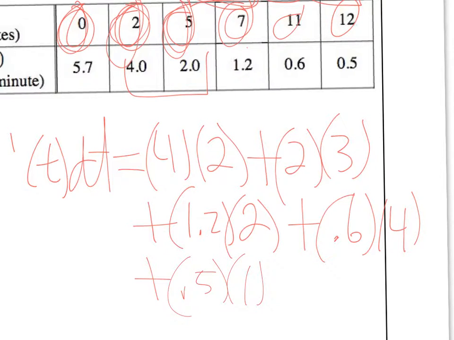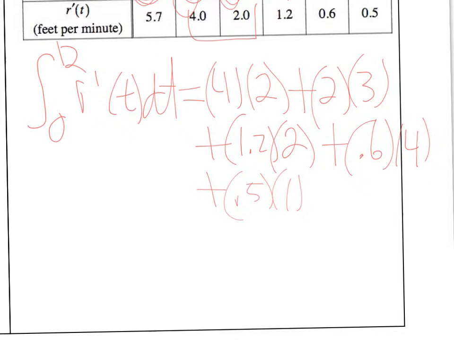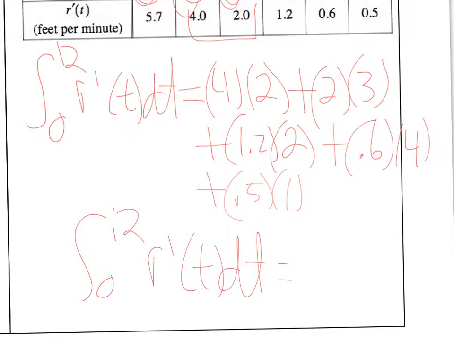And if I get the area of all 5 of those rectangles, then I get an answer of the integral from 0 to 12 of r prime of t dt equals, I have to figure out those and get the accumulation of that area. And the total of that is 19.3.